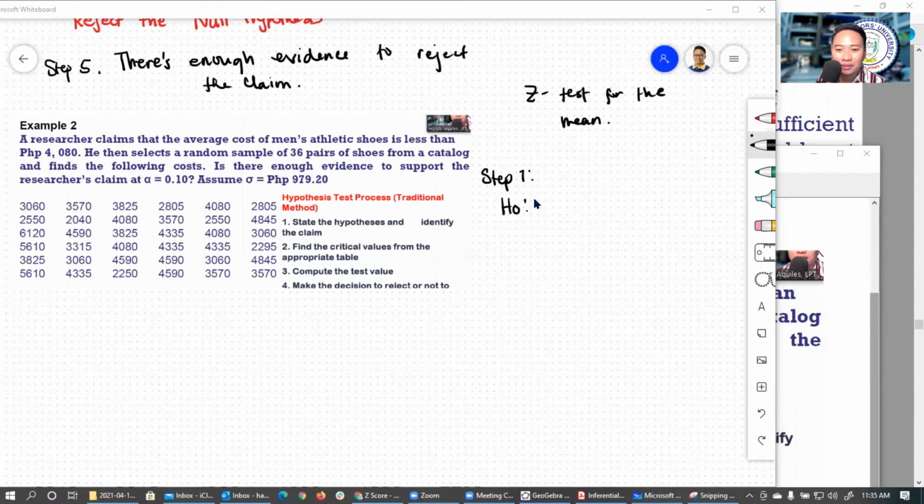Good. What's our alternative hypothesis? Are you sure? It should be less than 4080. What's our claim? Alternative or null? Very good. It's clear from the problem that the claim is the alternative.